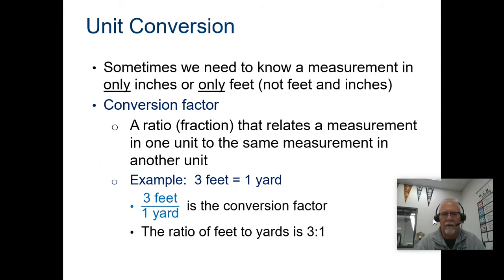So we have to use something called a conversion factor. It's a ratio or a fraction that relates a measurement in one unit to the same measurement in another unit. For example, we know some basic numbers from measuring. We know that 3 feet is the same as 1 yard. So we can create a conversion factor right here, 3 feet over 1 yard. That's our conversion factor, creating a ratio that tells us a ratio of feet to yards is 3-1. Again, here comes your math that we're applying again.